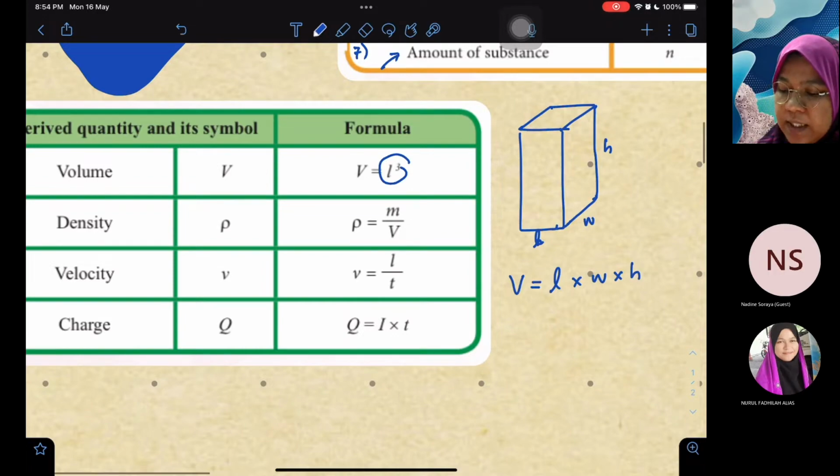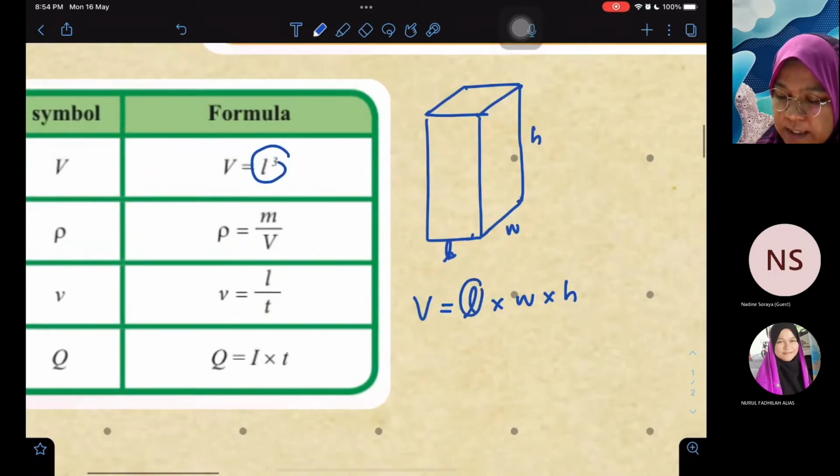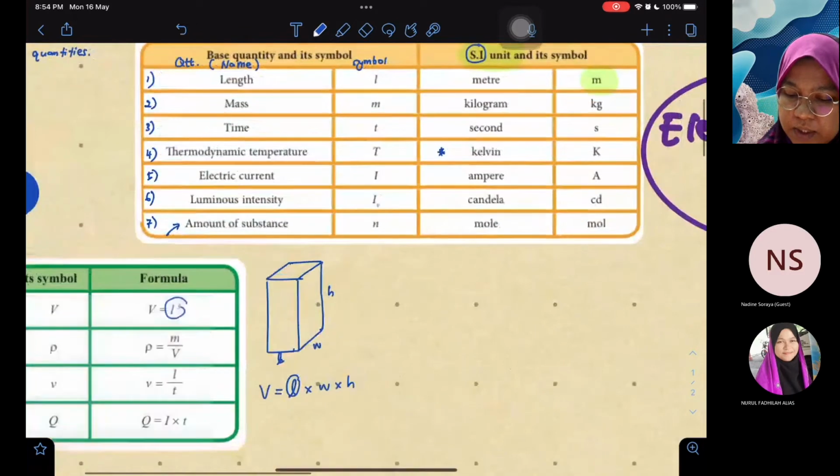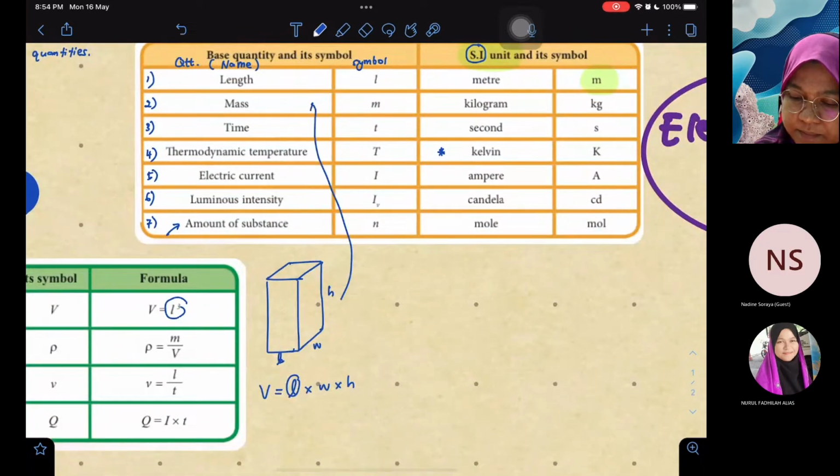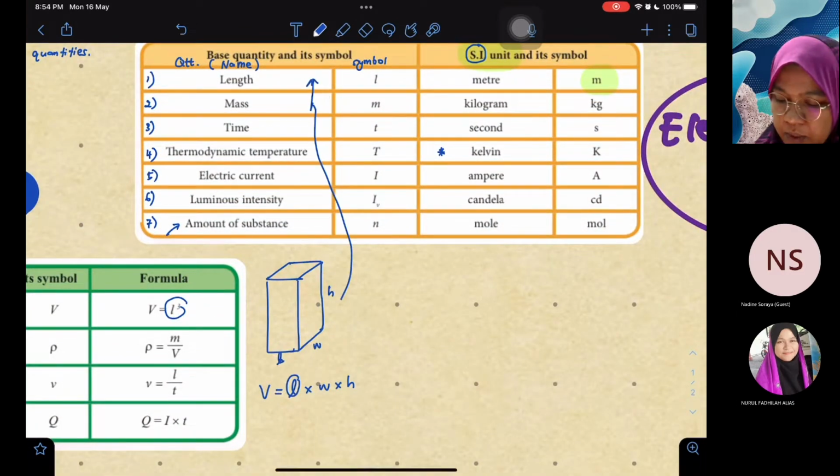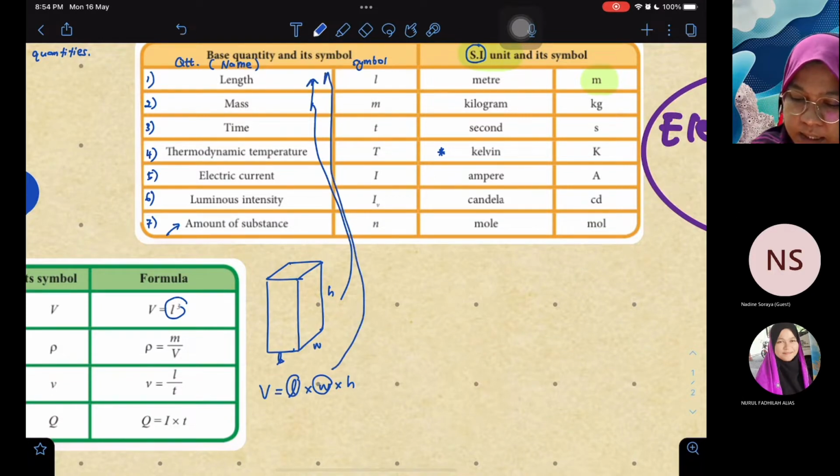So actually length ni, length is length lah. Okay, it's a base quantity ni. What about width? How do you measure width? Kita guna ruler. So ruler is actually an instrument to measure length. Jadi this is actually length also. Cuma nama dia width sebab orang nak membezakan dia bahagian mana.